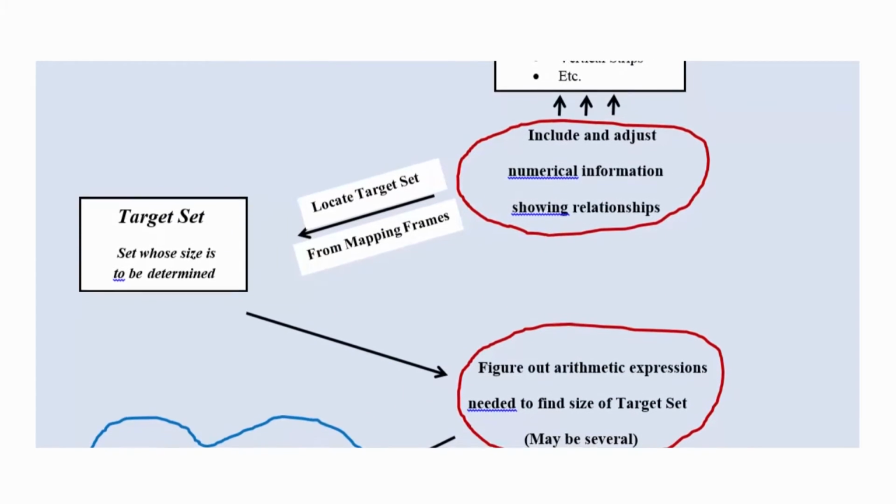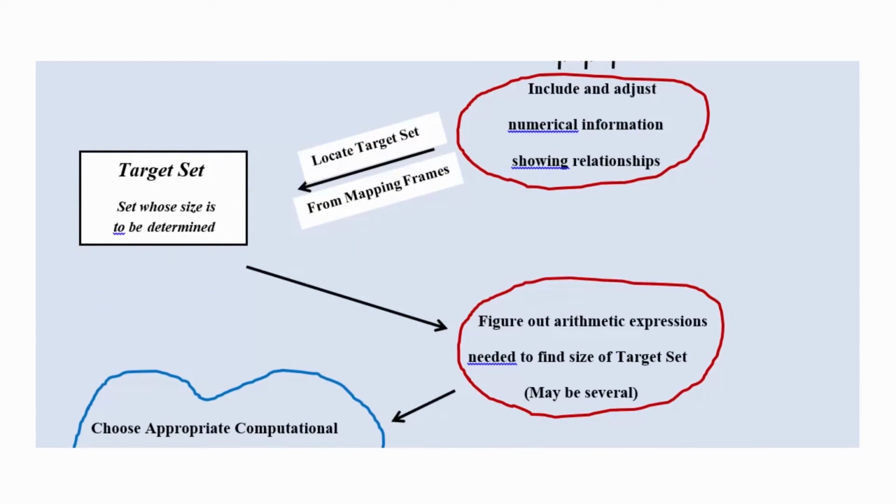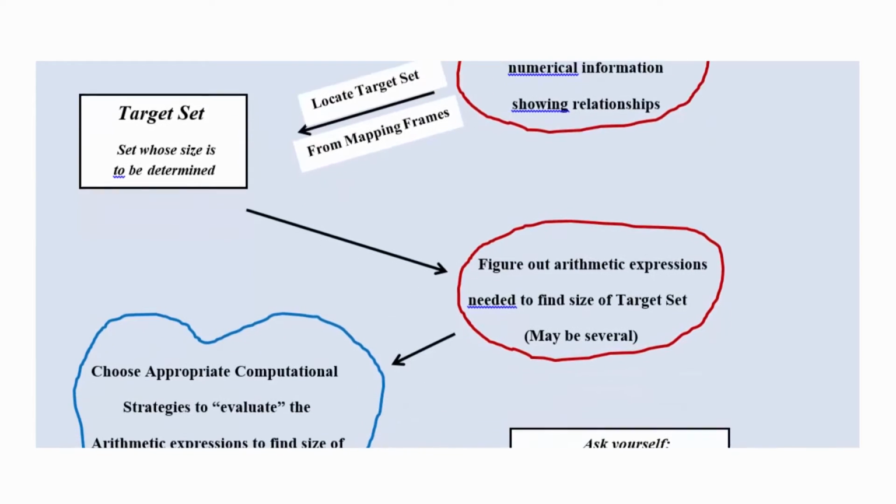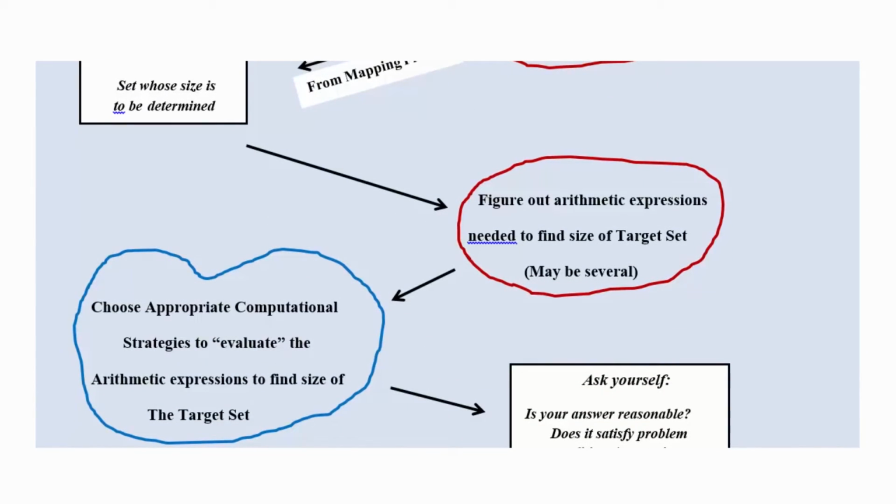Now, during the time in which you are drawing your mapping frames, you are illustrating relationships between quantities and sizes of groups, and along the way you're trying to figure out, well, what is this problem wanting me to answer? What's the question here? What's the target set? Remember, the target set is the set that you want to find the size of. So you're going to locate the target set from your mapping frame, and once you get your target set, you want to determine its size. And so the size of the target set may result from putting groups together, addition, taking a group and removing some, subtraction.